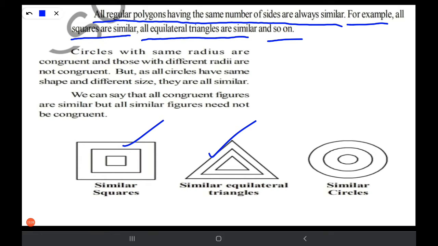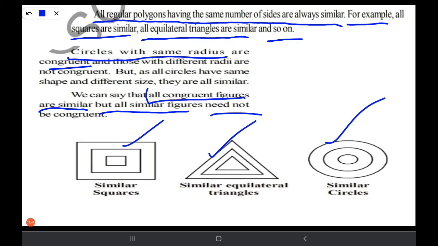All circles are also similar. Circles with the same radius are congruent. If the radius is different, then we can say that circles are similar. Once again I am repeating, if the radius is same, they are congruent; if the radius is different, they are similar. You can see one more time, all congruent figures are similar, but all similar figures need not be congruent.